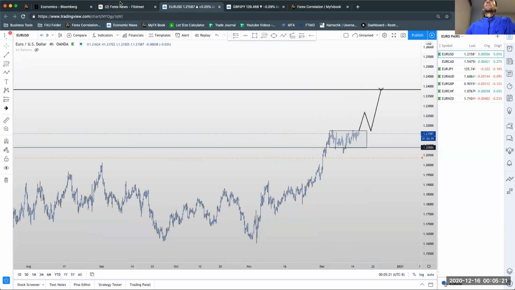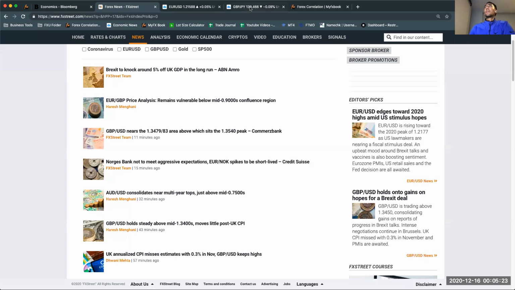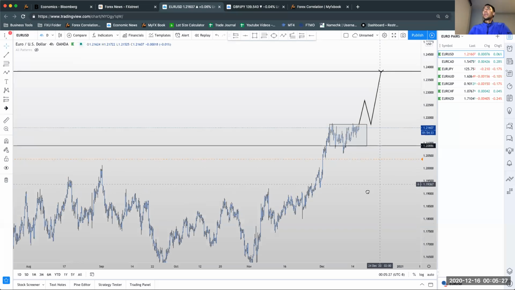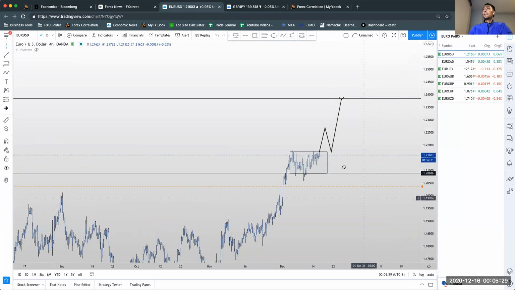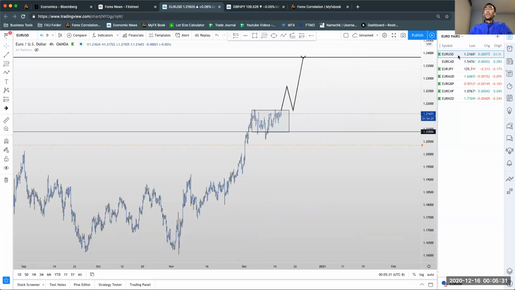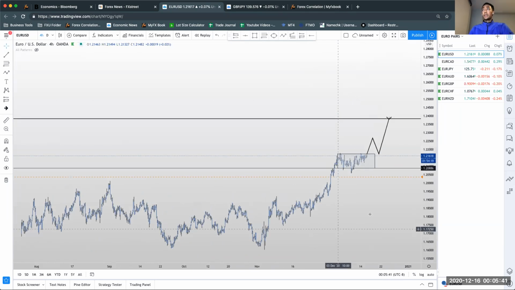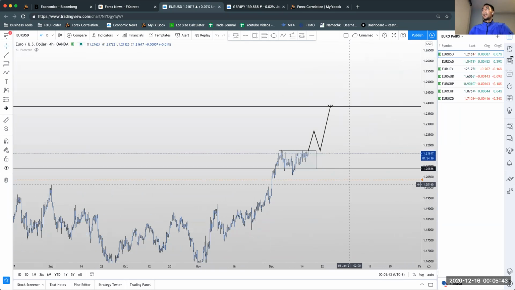Okay, so fundamentally, looking at the news, everyone's saying that Euro is bullish because of the ECB printing money or currencies, whatever you want to call it. And they're saying, especially Bloomberg, that US dollar is going to be bearish for the whole year of 2021. So we could see bullish movements to the upside.